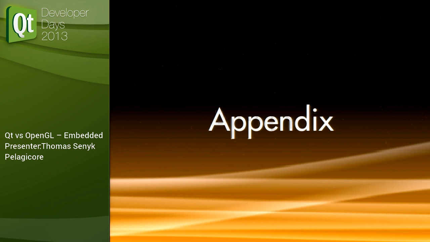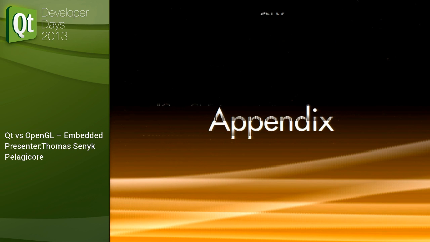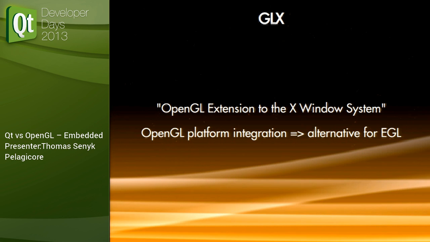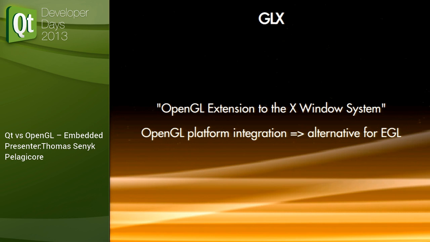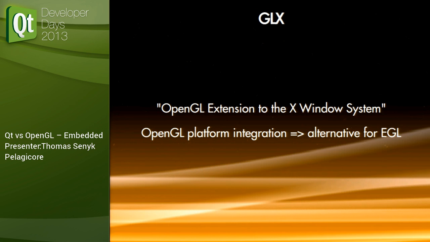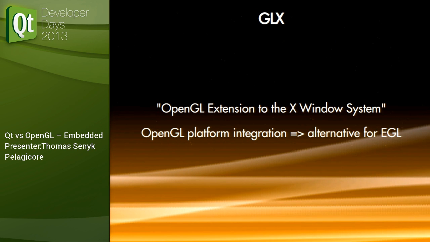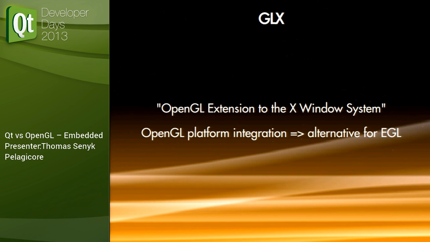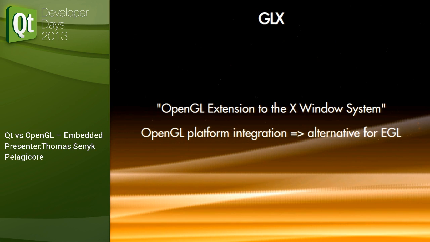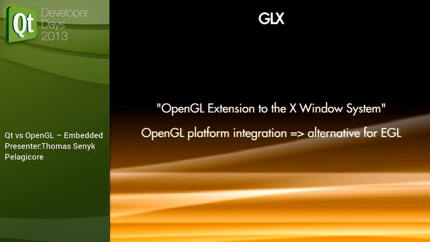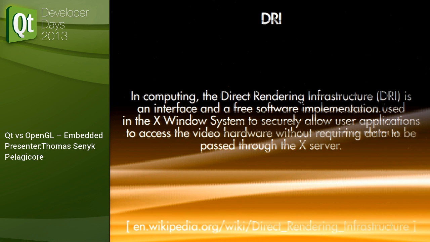I have the appendix. GLX, it's basically an alternative to EGL for X11 only. It has a lot of features and a lot of stuff in it. It can be transported over network and such stuff. So it's definitely more and bigger than EGL. It's also huge for that reason.